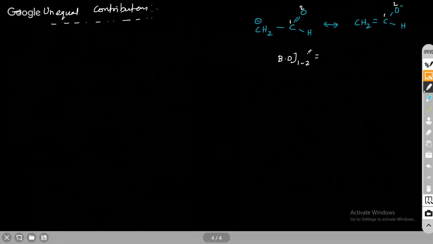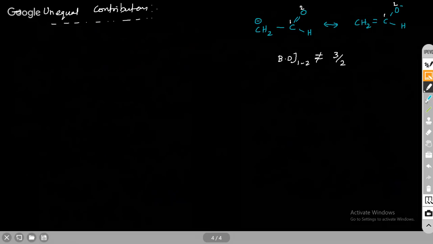Yeah, you are saying 3 by 2, correct? But in this case, this bond order should not be equal to 3 by 2. We cannot take the average here because the distribution of electron is not uniform, right? So we cannot take the average here. The first thing what we'll do, I'll tell you.